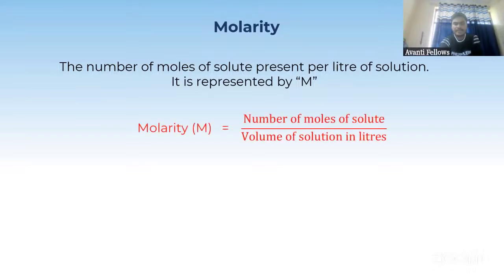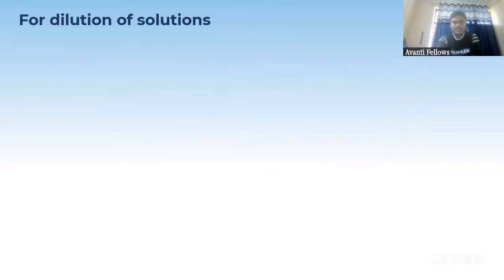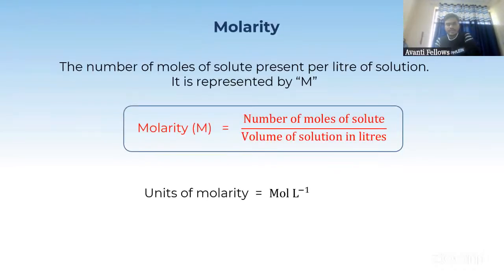ठीक है? Now, molarity, which is M, is equal to the number of moles of the solute divided by the volume of the solution in liters. Now, what is the unit of molarity? How will you find molarity, beta, actually? We find molarity by using a simple formula, right? The formula is number of moles of the solute divided by volume of the solution.